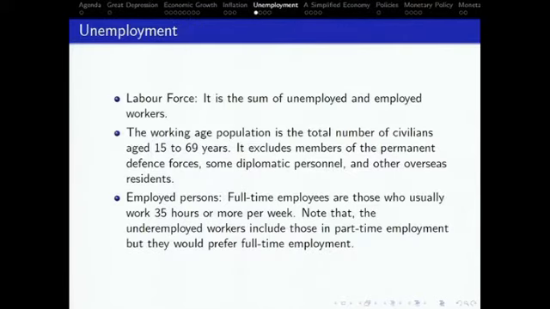Now, what is the labor force? It is the sum of the unemployed and employed workers. I think everyone knows what employed and unemployed mean. So for the labor force, you combine those. And the working age is 15 to 69 years. Employed persons are full-time employed, which is at least 35 hours or more, right? This is called employed. Anything less than that, we probably call part-time or casual or something like that. So these are very standard definitions.